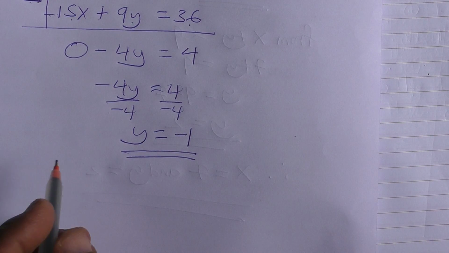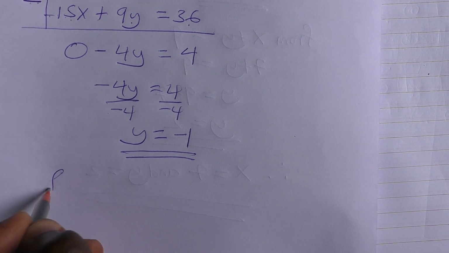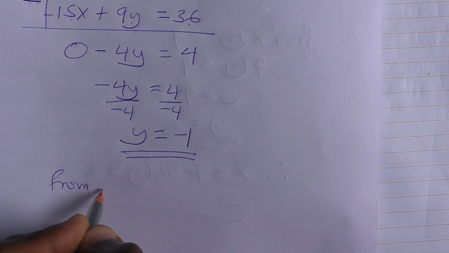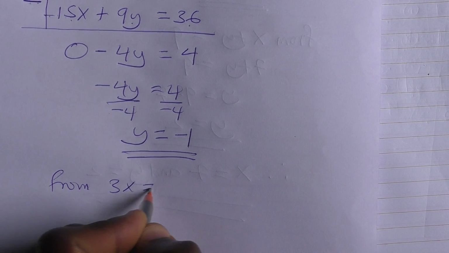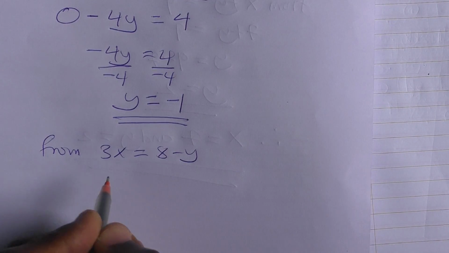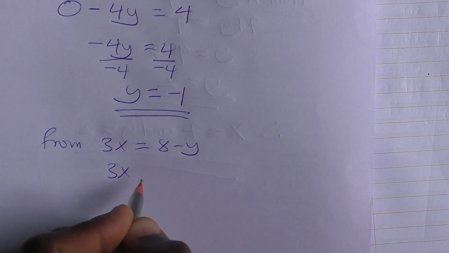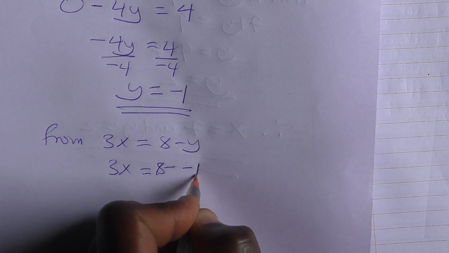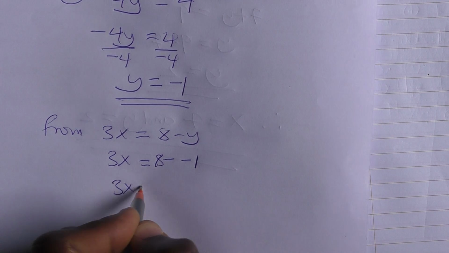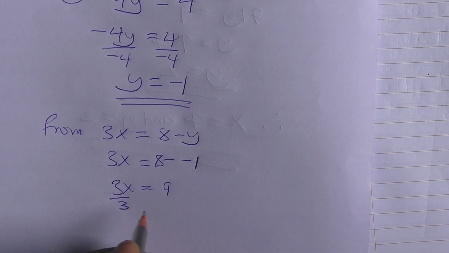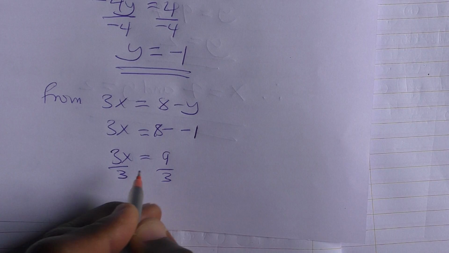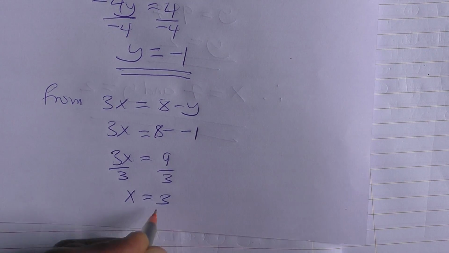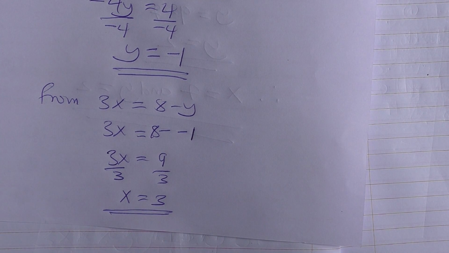After getting y, you could say from 3x equaling 8 minus y, that means that 3x equals 8 minus 1, which is 3x equals 9. Dividing by 3, we get x as 3. So that is elimination method for you.